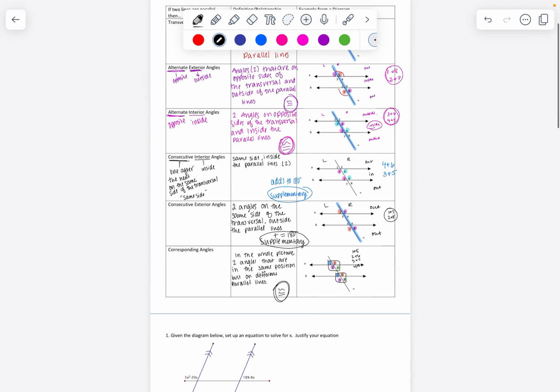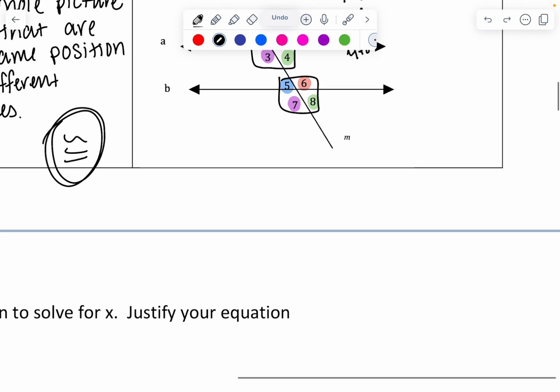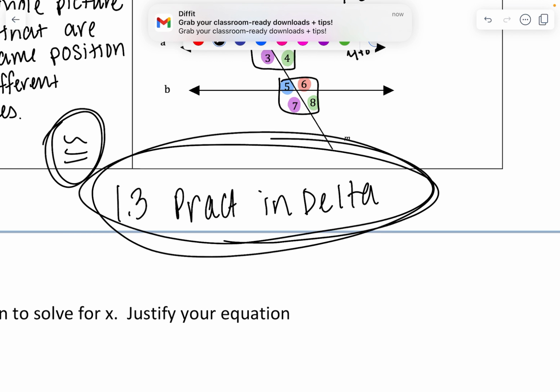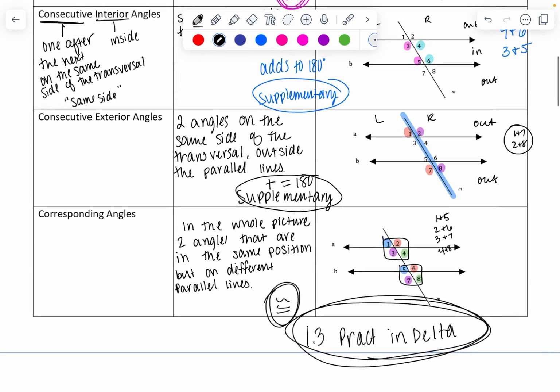Okay. So what I'd like you guys to do now is there's a 1.3 practice in Delta Math. Okay, work on that today, and then we'll touch base with you on Wednesday. And let me know if you have any questions as you're working through it. It's going to go through just like angle basics again. So it's going to talk about vertical angles and supplementary angles, but there should be no equation solving on it. It's just finding measurements, so just numbers. We'll get into equations on Wednesday.